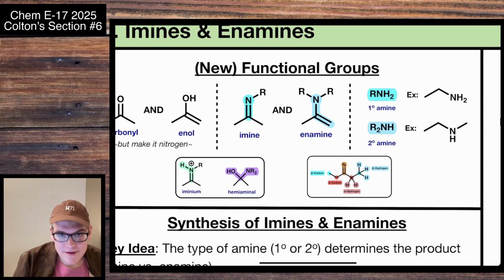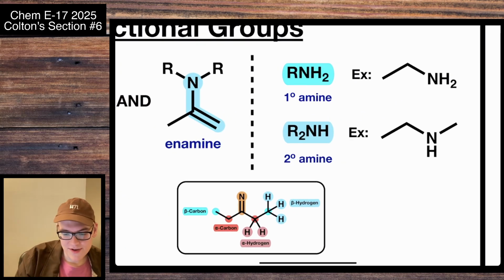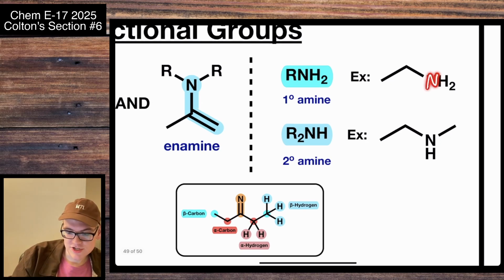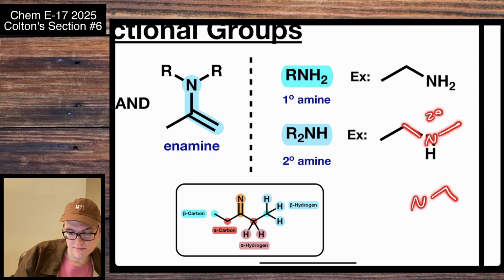Other nomenclature things that we should introduce here: we have the notion of a primary amine and a secondary amine. We classify amines as either primary or secondary based on how many carbons are attached to the nitrogen. Here, this nitrogen's attached to one carbon, we call it a primary amine. This nitrogen's attached to two carbons, so it's called a secondary amine. This one, tertiary amine, and so on.